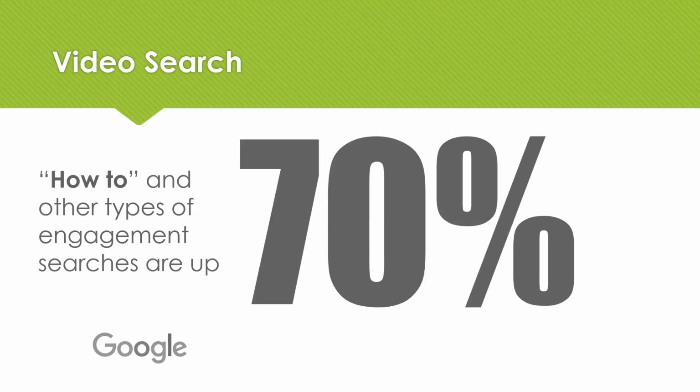Then we were able to use the internet to find manuals on the topic and look at diagrams, which we can still do, but what would be your optimum method of seeing how something is done? Of course, a video. Google reports that how-to and other types of engagement searches are up 70% year over year. That's a lot.